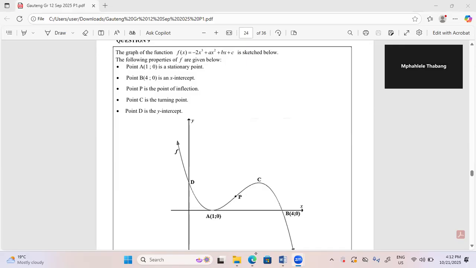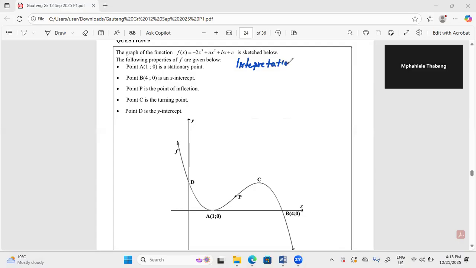We are looking at question 9 of Preparatory Exam Gauteng 2025. This question is interesting. It will help you as you prepare for your final exam. And what is this question 9 all about? This question 9, it's about interpretation of a cubic function.